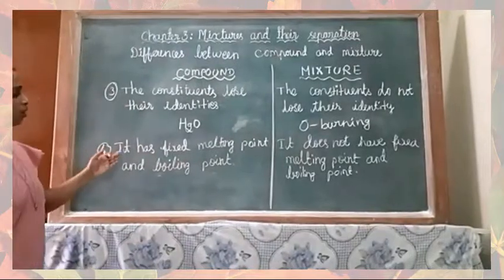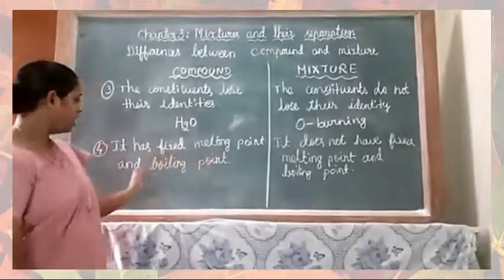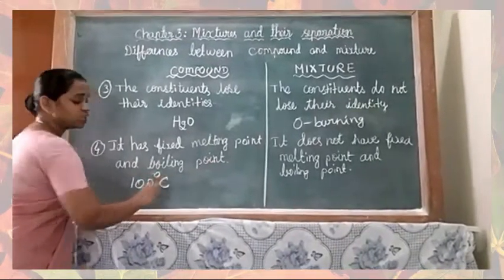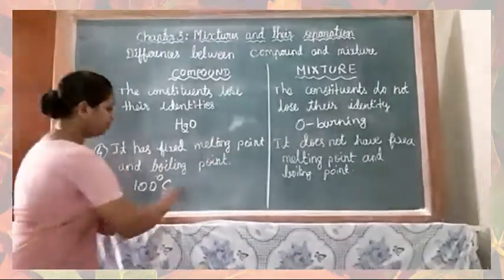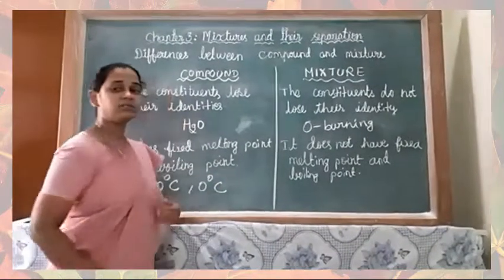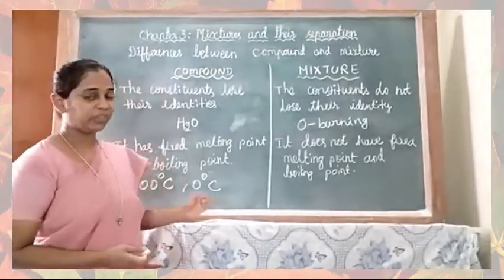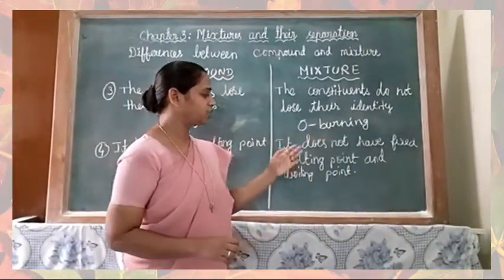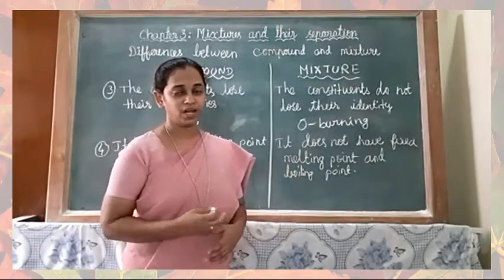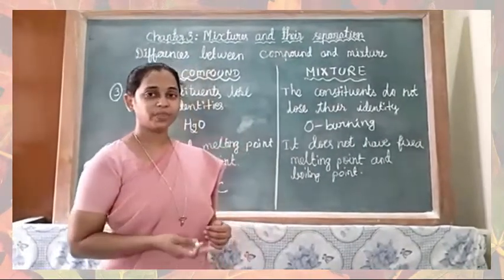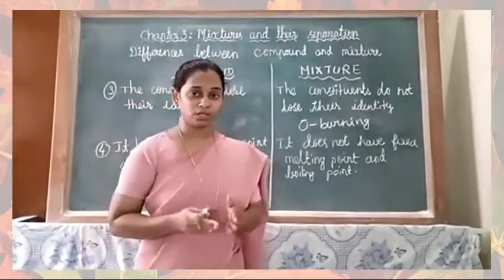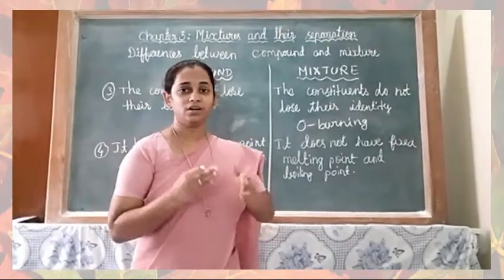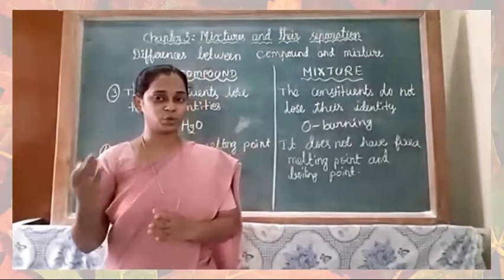Fourth one: a compound has a fixed melting point and fixed boiling point. 100 degrees Celsius is the fixed boiling point of water and 0 degrees Celsius is the fixed melting point of ice. They never change. A mixture does not have a fixed melting point and boiling point. As we have discussed earlier, the boiling point of water containing 1 spoon of salt is different from the water containing 5 spoons of salt.